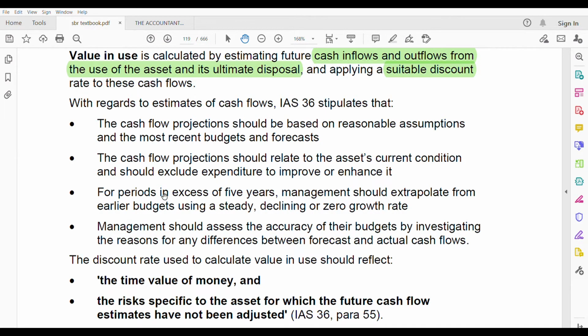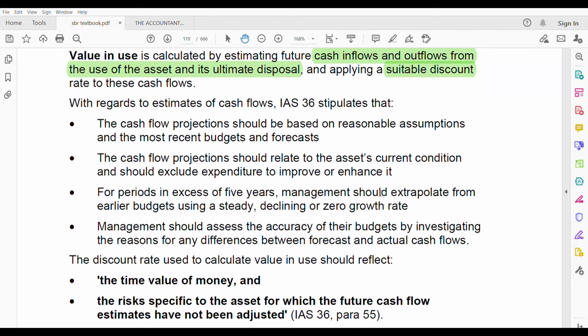For a period in excess of 5 years, management should extrapolate from earlier budgets using a steady, declining or zero growth rate. That means periods of more than 5 years are not taken as a good forecast because it's hard to forecast for a long period of time. Management should assess the accuracy of their budgets by investigating the reasons for any differences between forecast and actual cash flows. Okay.